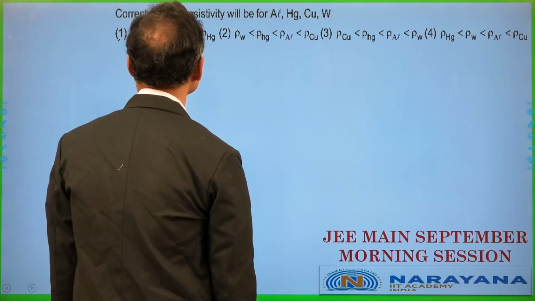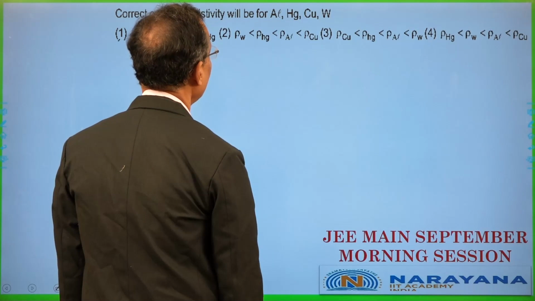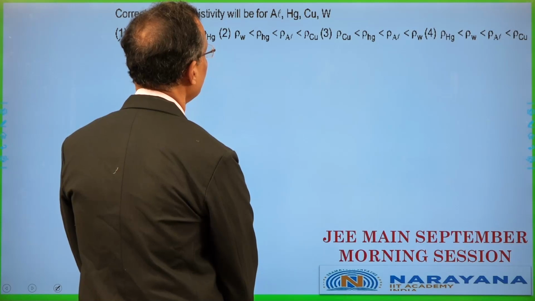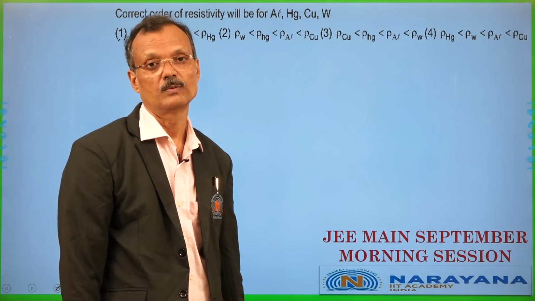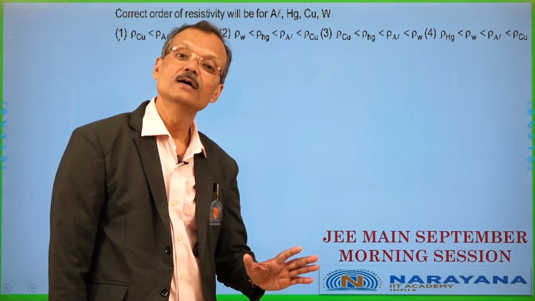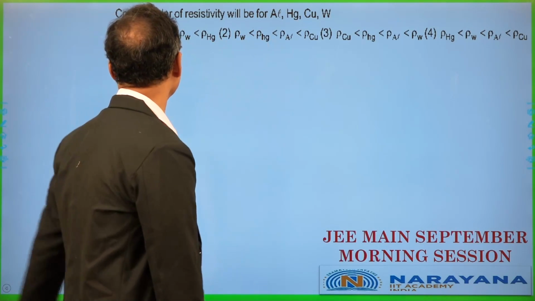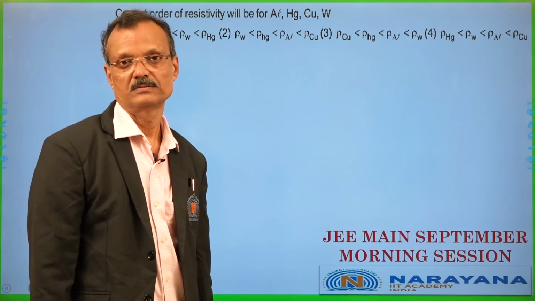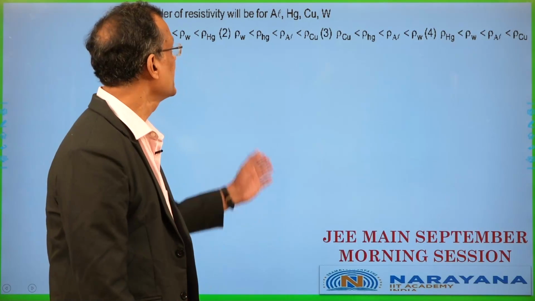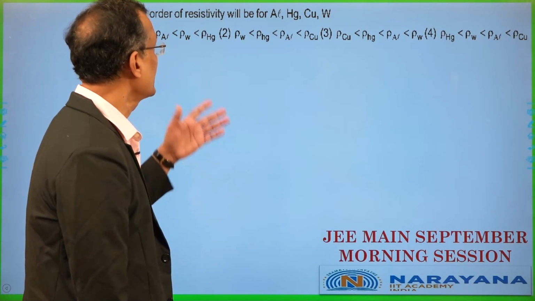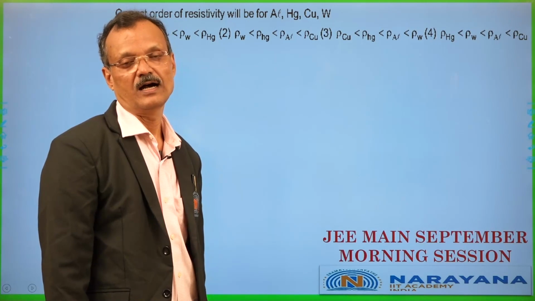Correct order of resistivity will be aluminium, mercury, copper, tungsten. Now, one thing is there. Either you mug up or you should minimum remember which is the best conductor. In these four, if you take copper as the best conductor, it means it will have minimum resistivity. Then aluminium, then tungsten, and undoubtedly mercury after that.